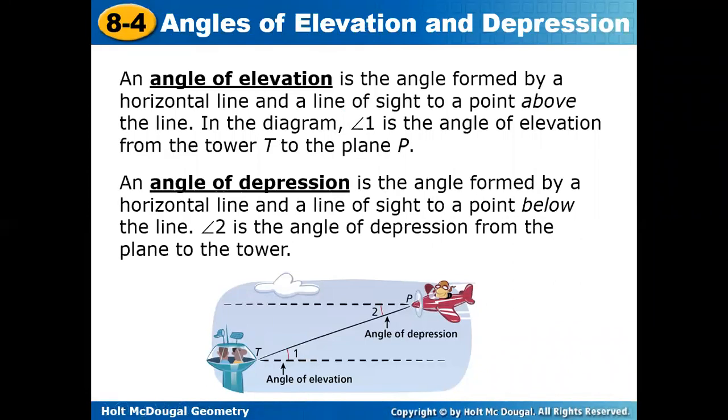The second angle is the angle of depression. This angle is formed by a horizontal line also and a line of sight to a point below the line. So we have two important words: the first word, above, and the second word, below. If the point is above the line, the angle will be an angle of elevation, like angle number 1. And if the point is below the horizontal line, the angle will be an angle of depression.